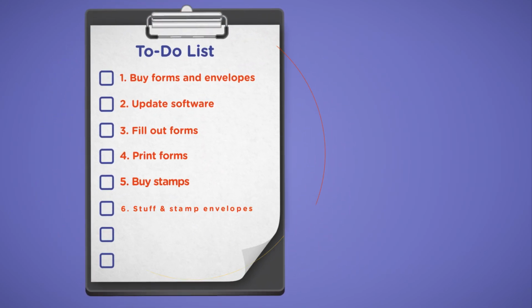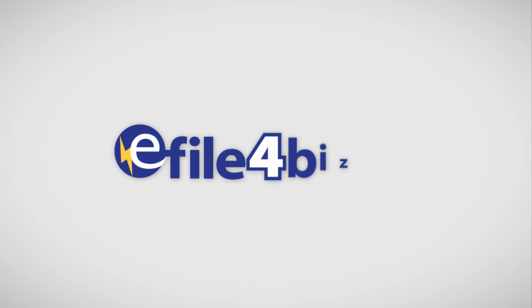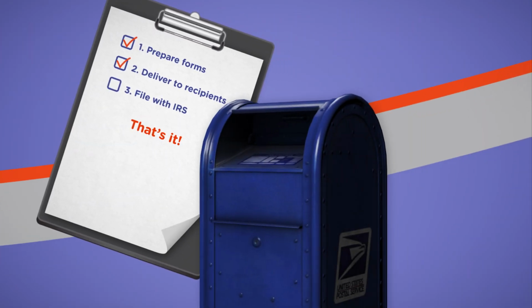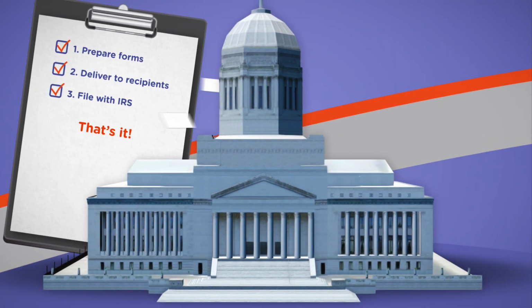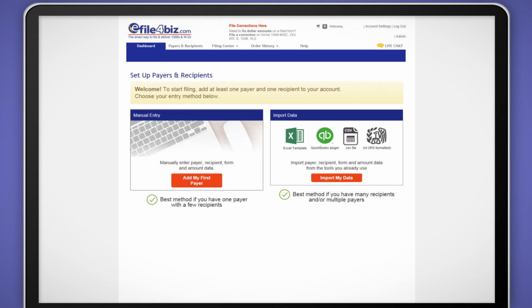Still filing W-2s, 1099s, and ACA forms the hard way? A smarter way is here. Now you can quickly and easily prepare your forms, deliver copies to your recipients, and file with the IRS, all on eFile4Biz.com.